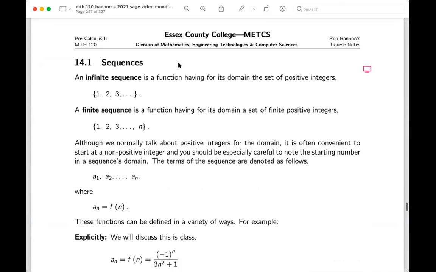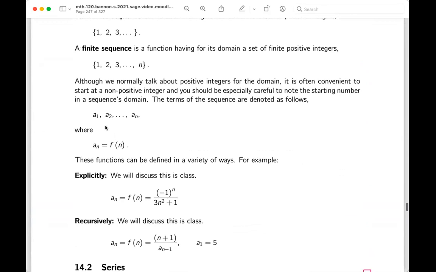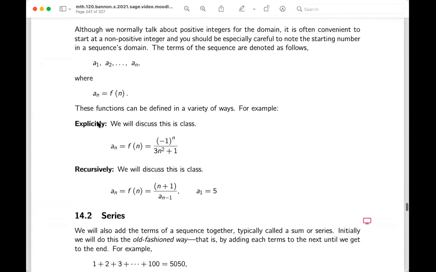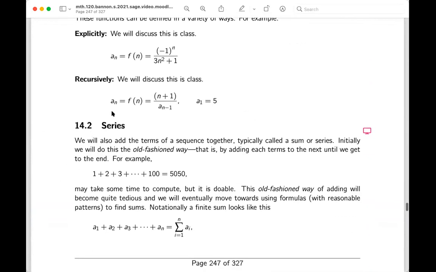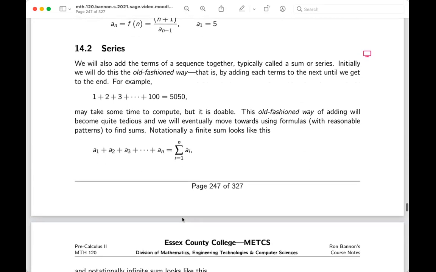Again, we covered sequences. We covered infinite and finite sequences. We talked about how to index them, typically starting with 1 and moving forward to n. We talked about explicitly stated ones, recursively stated sequences. We talked about what a series is, and that's going to be the addition of the terms in a sequence. We've gone through some examples with that. Again, they're going to be very doable.